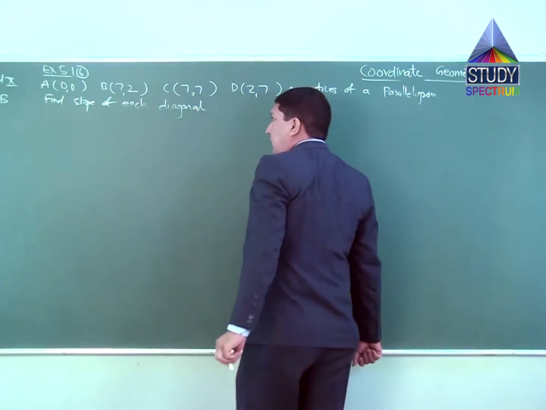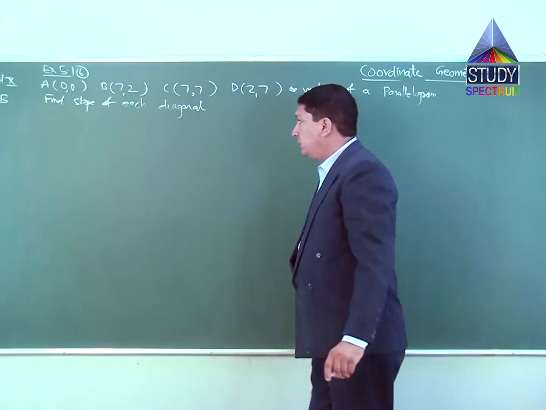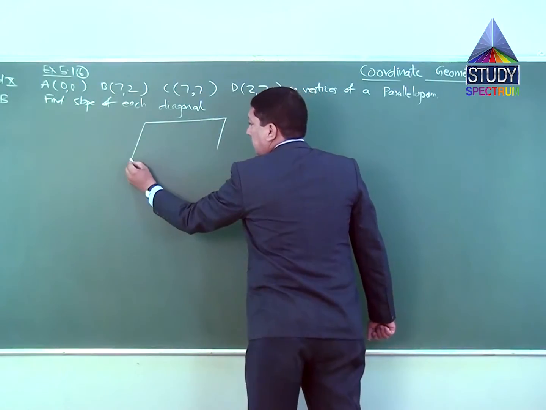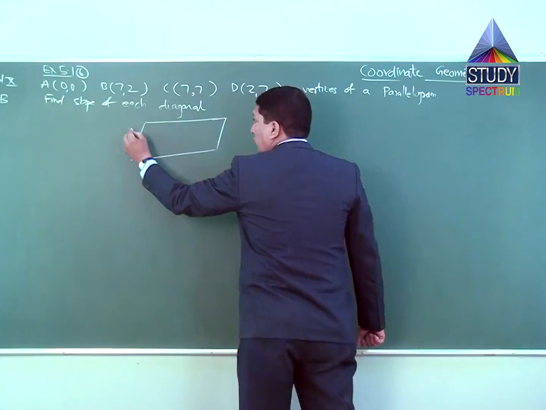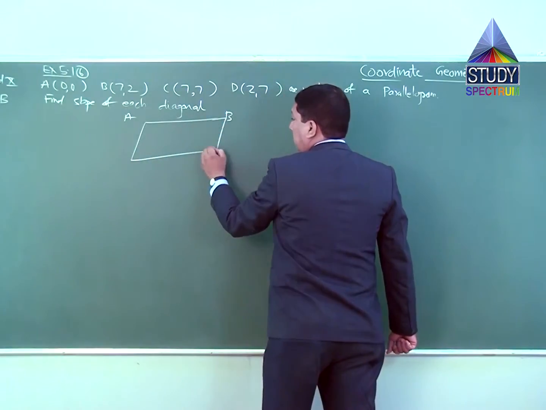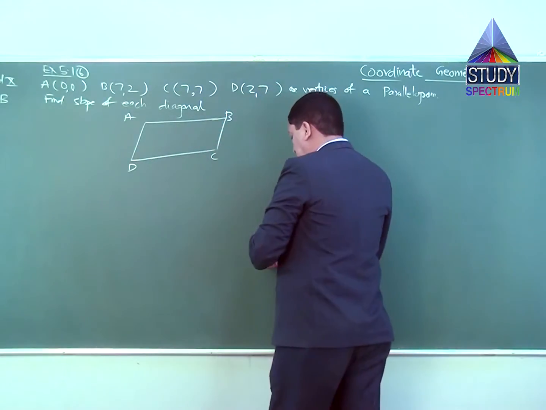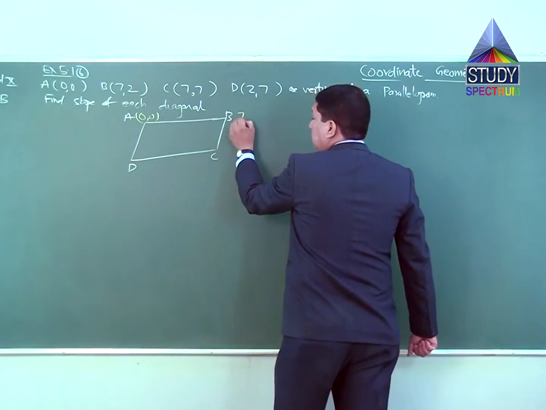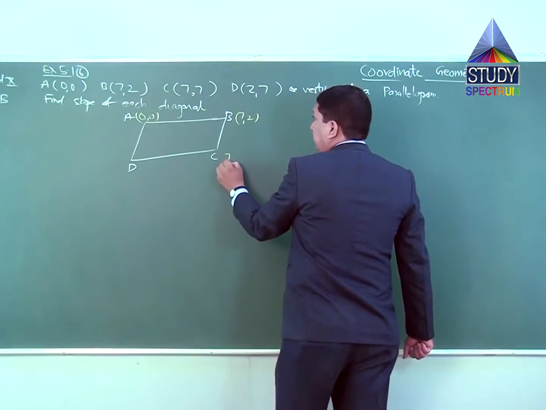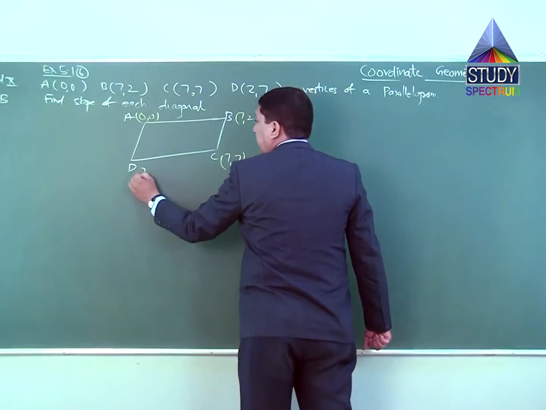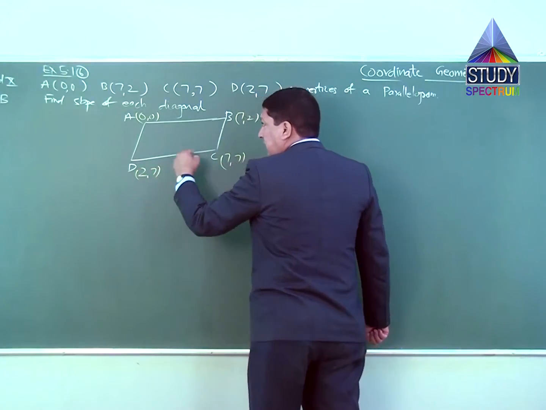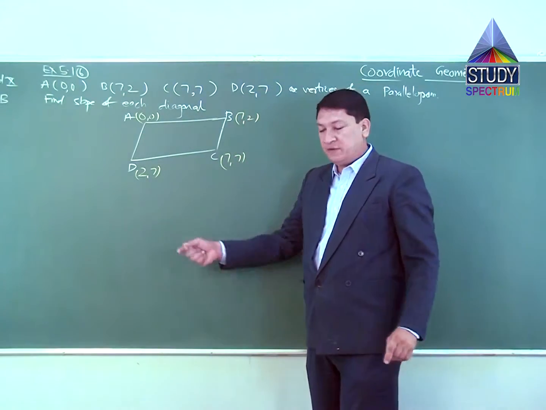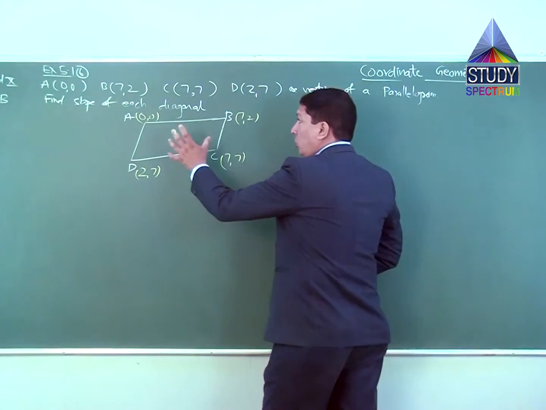As I said, small variation from the earlier sum. So given to us one parallelogram. So I am drawing the parallelogram. Points known to us A, B, C, D. Coordinates are (0, 0), (7, 2), (7, 7), (2, 7). Now imagine this to be in a graph paper with the coordinates given. Question is, find slope of each diagonal.